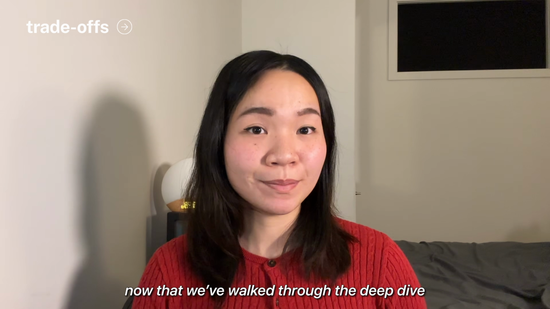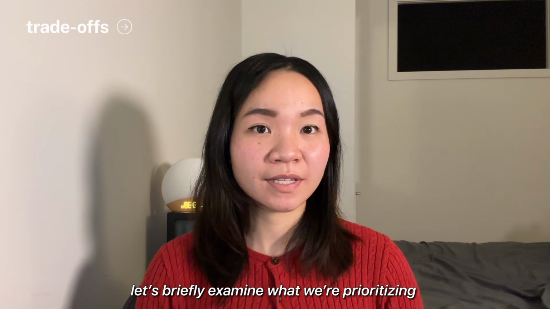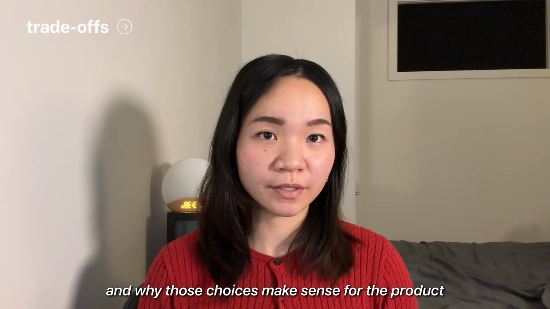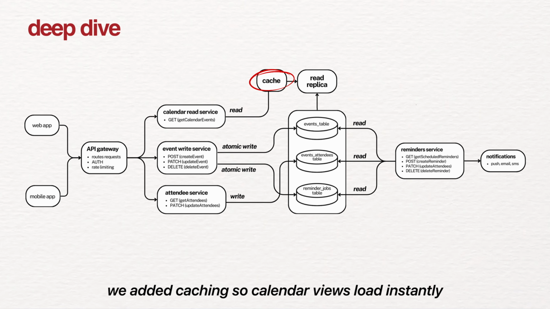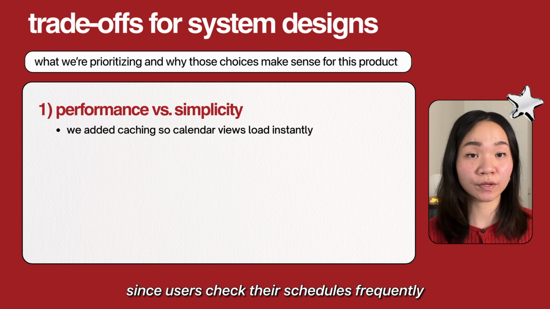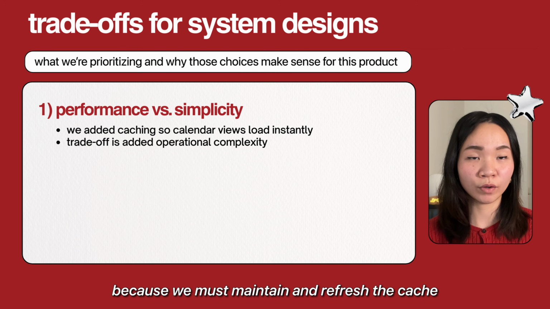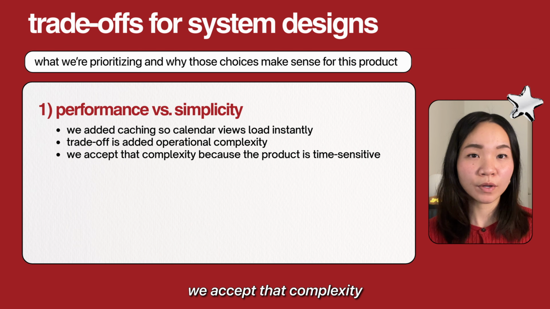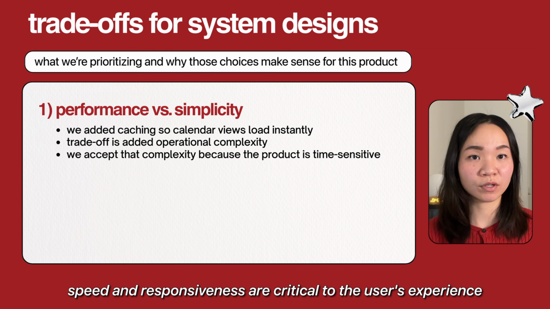Now that we walked through the deep dive, it's important to remember that every architectural decision comes with trade-offs. Let's briefly examine what we're prioritizing and the trade-offs we're making and why those choices make sense for the product. One key trade-off is performance versus simplicity. We added caching so calendar views load instantly since users check their schedules frequently. The trade-off is added operational complexity because we must maintain and refresh the cache whenever events change to ensure users don't see outdated data. We accept that complexity because in a time-sensitive product like Google Calendar, speed and responsiveness are critical to the user's experience.